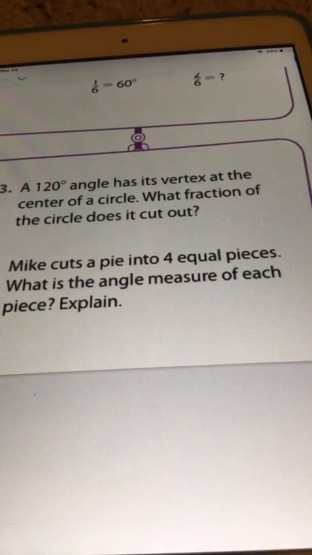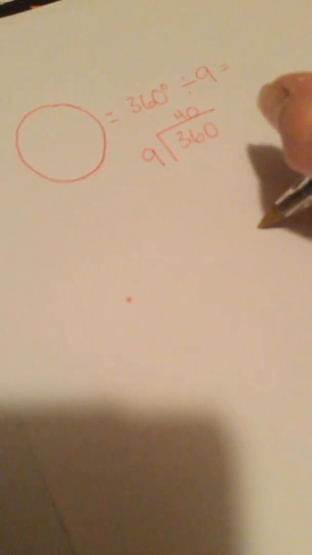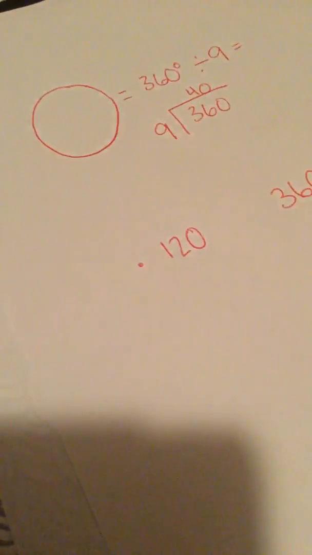Number 3. A 120-degree angle has its vertex at the center of a circle. What fraction of the circle does it cut out? So let's go back to our work. A vertex is a point, okay? That was like where a corner meets. So this one says 120 degrees. So we know a circle is how many? 360. And this is saying that one of the angles is 120.